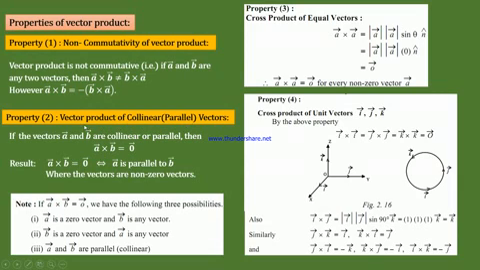Next, property number 2 is the vector product of collinear or parallel vectors. If the two vectors are parallel or collinear, then the cross product is 0. Result: A vector cross B vector is equal to 0 if A vector is parallel to B vector, where the vectors are non-zero vectors. For parallel vectors the angle is 0, so sin 0 is 0. A vector cross B vector equals modulus of A, modulus of B, sin theta n cap, and sin 0 is equal to 0, then obviously everything is 0.